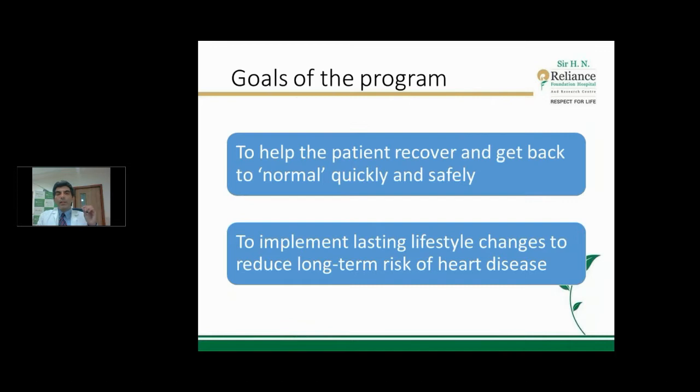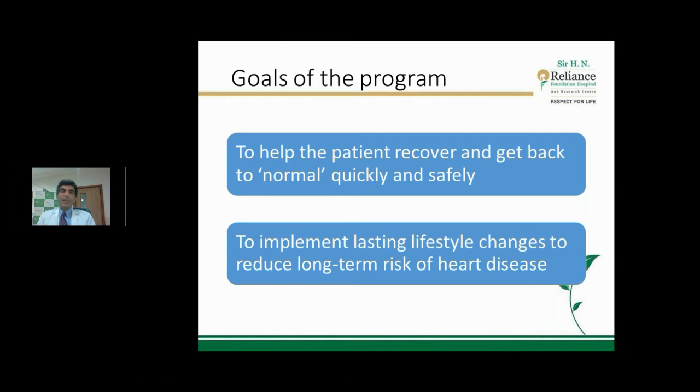So the simple two-point aim of the program, and this is what I tell patients when they come in, instead of giving a long definition, we do two things in the program. The first is to help the patient recover and get back to their normal self quickly and safely, whatever their normal was. Often the normal is not at a very high level, but whatever it was, we help them get back to it as quickly and safely as possible. Second, and more importantly, to implement long-lasting lifestyle changes to make sure that we reduce their long-term risk of heart disease.